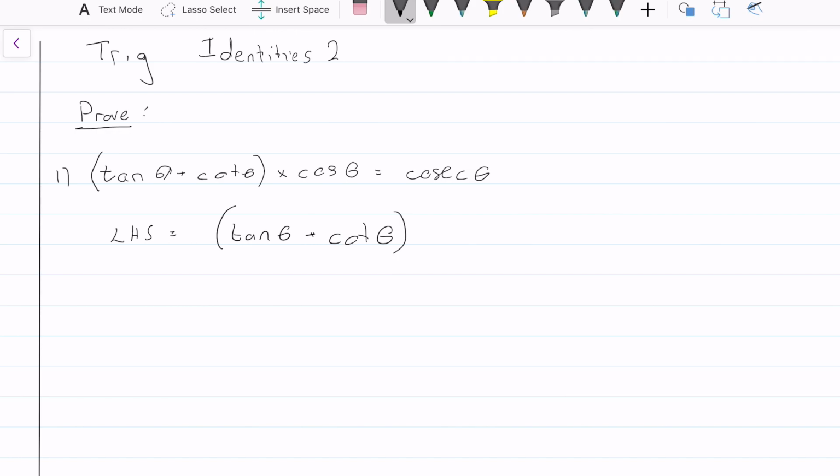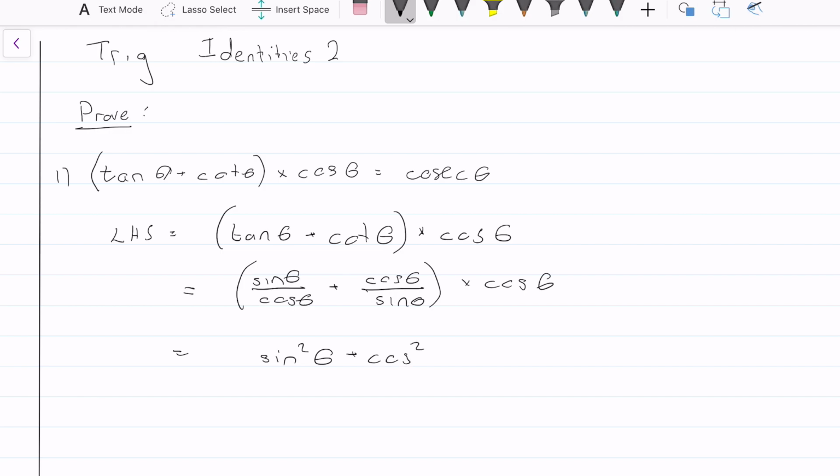Okay, so tan theta plus cot theta times cos theta. Okay, and then we can write tan theta as sine theta over cos theta, plus we can write cot theta as cos theta over sine theta, times cos theta. Okay, then we have sine squared theta plus cos squared theta over the lowest common denominator of cos theta sine theta, and this is all multiplied by cos theta.